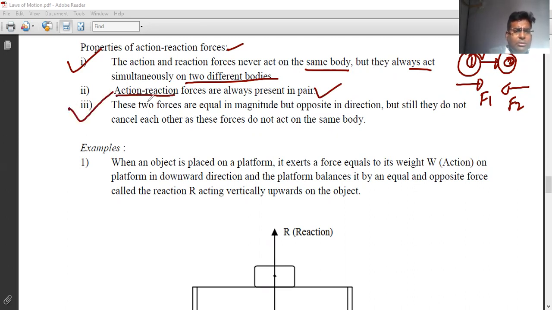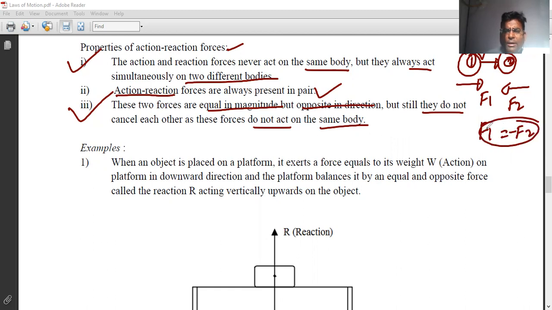Next one is these two forces are equal in magnitude but opposite in direction, but they still do not cancel each other. The forces do not act on the same body. Third point, look at the third point, I will explain. These two forces are equal in magnitude but opposite in direction. So you can see F1 equals F2, but they are opposite in direction, right? So still they don't cancel each other and do not act on the same body.